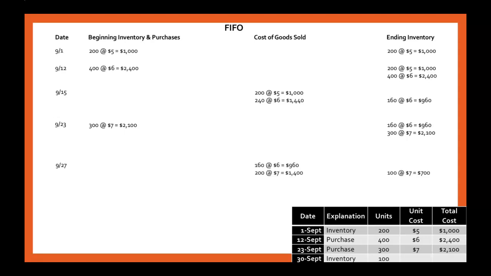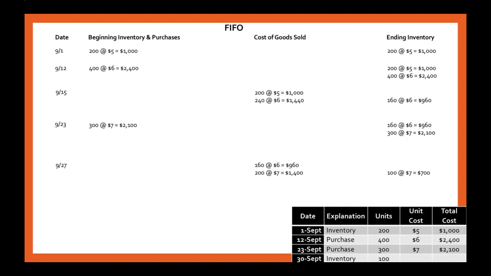So we first sell all 160 at $6. And then we realize we still need to sell another 200 in order to reach our order of 360 units. So those 200 come from the inventory group valued at $7 a piece. So we write out 200 at 7 under cost of goods sold as well.